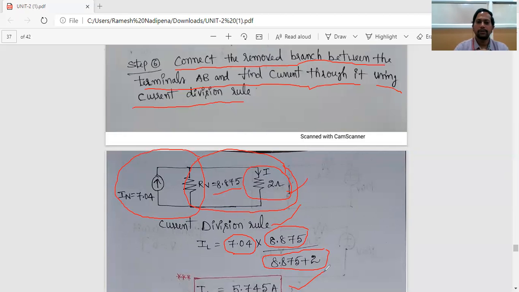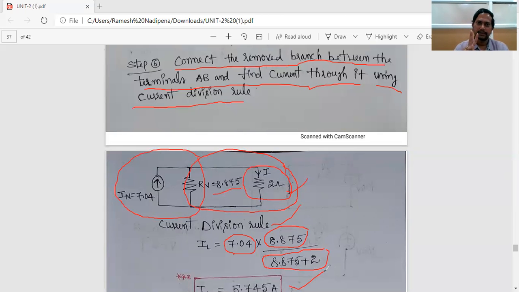Again, I would like to remind you of the procedure of Norton's theorem. The statement of Norton's theorem is: any linear bilateral network, containing voltage sources, current sources, and resistances, can be replaced by a single current source in parallel with a single resistance, where the single current source is the short circuit current through terminals AB, and the single resistance is the equivalent resistance across AB terminals. Step one is remove the required branch through which current is to be found, and mark the terminals AB.